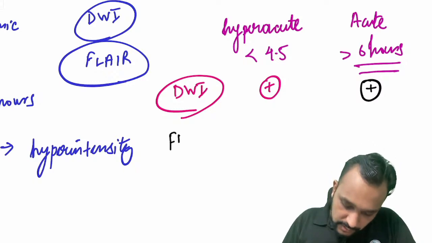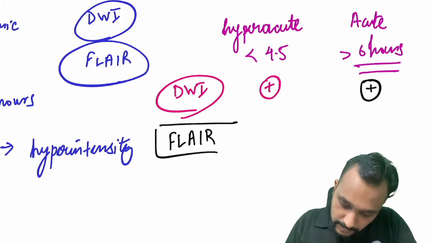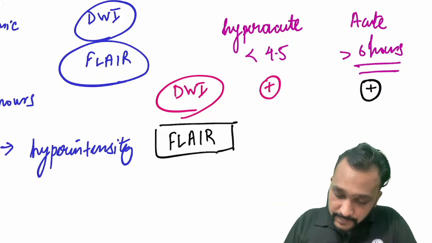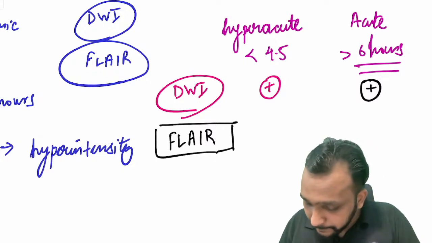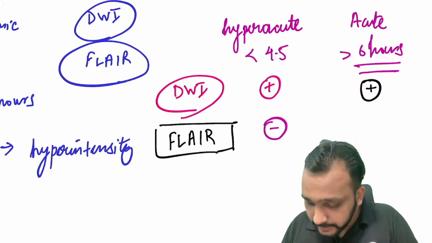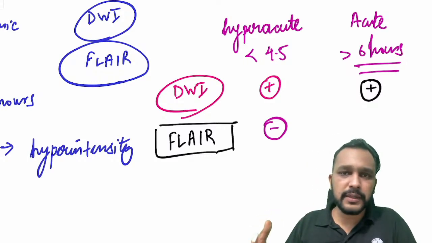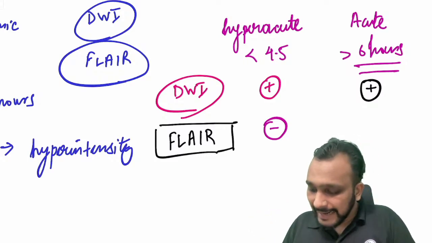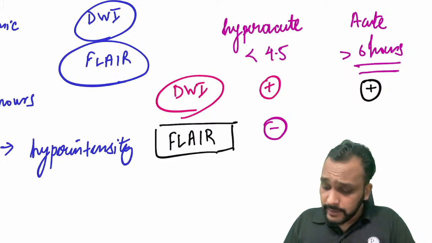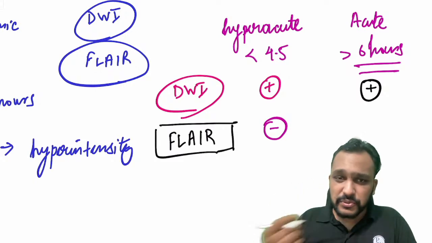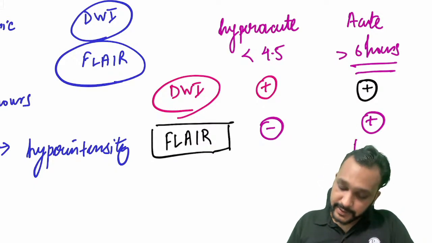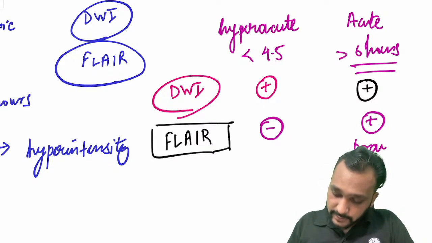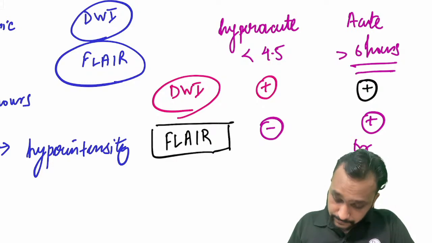Okay, so this we will differentiate with the help of FLAIR images, right? So on the FLAIR images, the hyperacute ischemic stroke will appear dark. Okay, it will appear like a normal brain parenchyma, not dark. And in a patient with acute stroke, on the FLAIR images, the acute stroke will appear bright, on the FLAIR images, right?